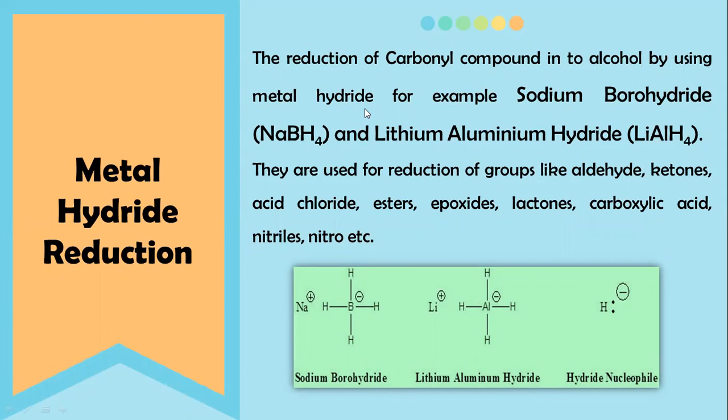So in metal hydride reduction, carbonyl compounds, which consist of the carbonyl group, C double bond O, are converted into alcohol by using sodium borohydride or lithium aluminium hydride.